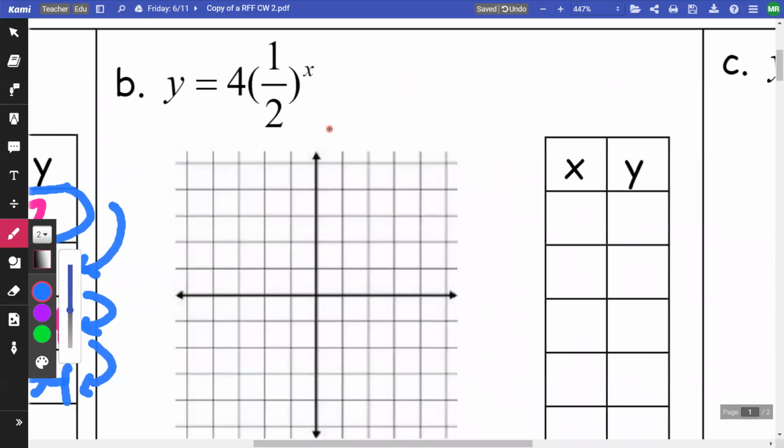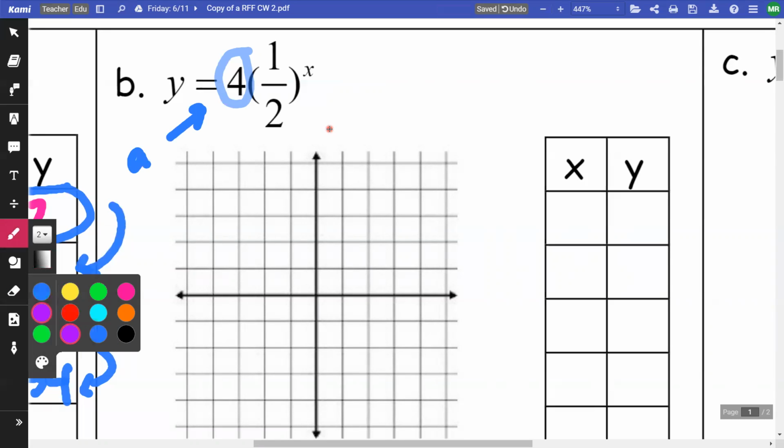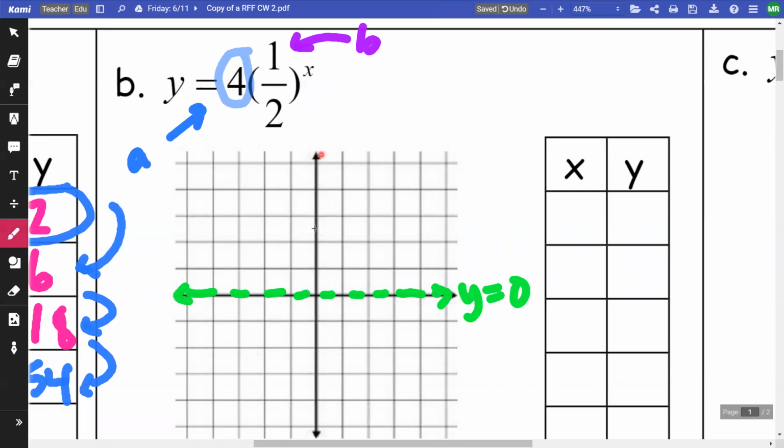On letter B, we have 4 times 1/2 to the power x. So again, you can make a table just like I did on the last problem, but this again is going to be your A, and A is going to be our start. And this 1/2 is going to be our B, and our B is what we're timesing by. So let me first start with my asymptote, which is at y equals 0. My A is 4, so I'm going to start up at 4.